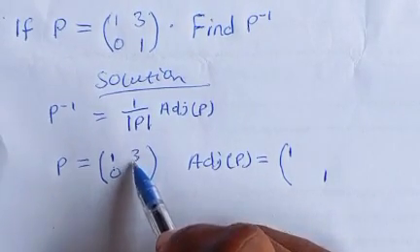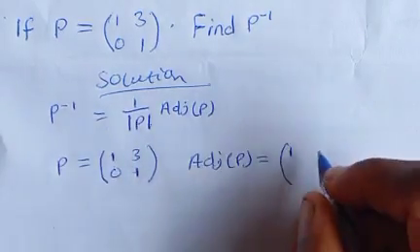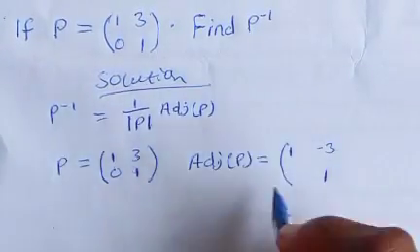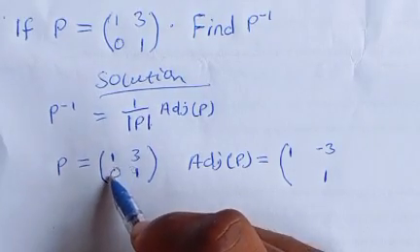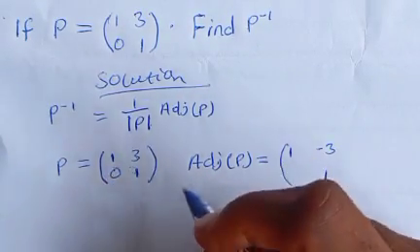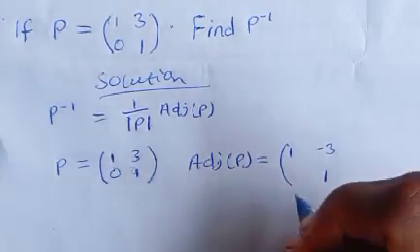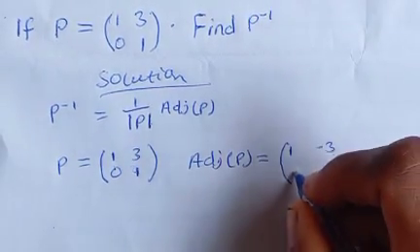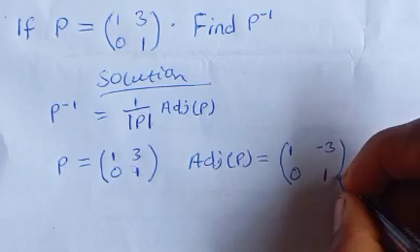So this other one, you simply put minus to this one, that is minus 3, and also you put minus to this 0. It should be minus 0, but there is nothing like minus 0. So 0 is neutral, so you simply write your 0.